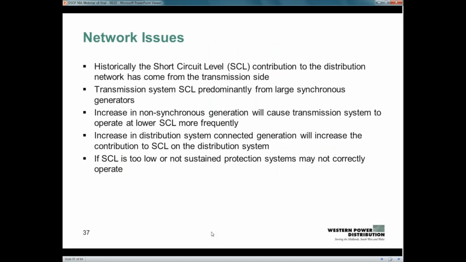Historically, the short circuit level contribution to the distribution network has come from the transmission side, this being predominantly from large synchronous generators. In recent years, the increase in non-synchronous generation has caused and will cause the transmission system to operate at lower short circuit levels more frequently. The increase in distribution system connected generation will increase the contribution to the short circuit level on the distribution system, and if the short circuit level is too low or not sustained, protection systems may not operate correctly.